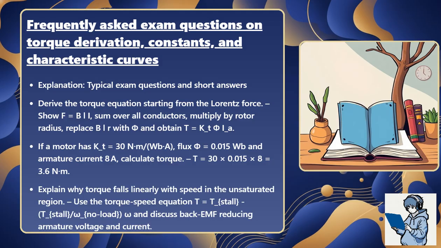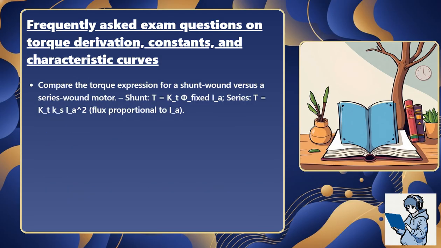Explain why torque falls linearly with speed in the unsaturated region. Use the torque speed equation T equals T stall minus (T stall divided by omega no load) omega, and discuss back EMF reducing armature voltage and current. Compare the torque expression for a shunt wound versus a series wound motor. Shunt: T equals KT phi fixed IA. Series: T equals KT KS IA squared, flux proportional to IA.